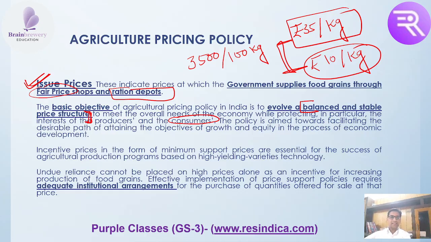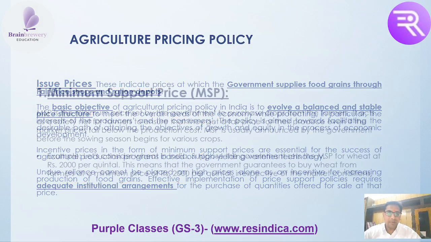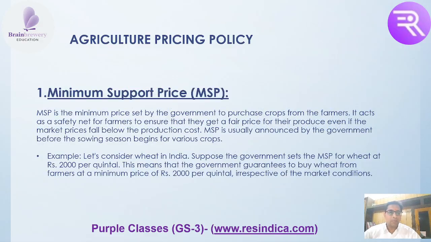So this is the incentive price in the form of minimum support price which the government is providing, and for this whole purpose the government is providing a full institutional mechanism: who will buy, at what price the people will be buying, at what price the government will be selling. So this all is the institutional price mechanism that will be followed. Okay, now I will give you one example of how this minimum support price concept works.